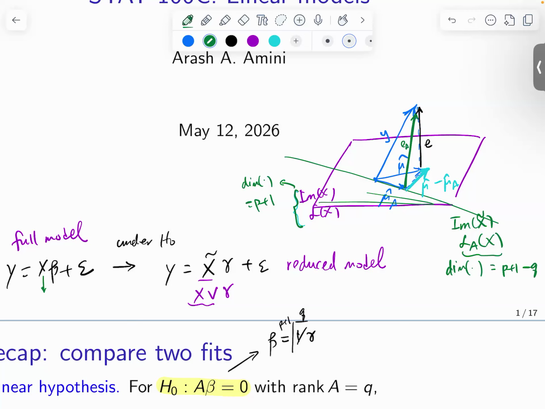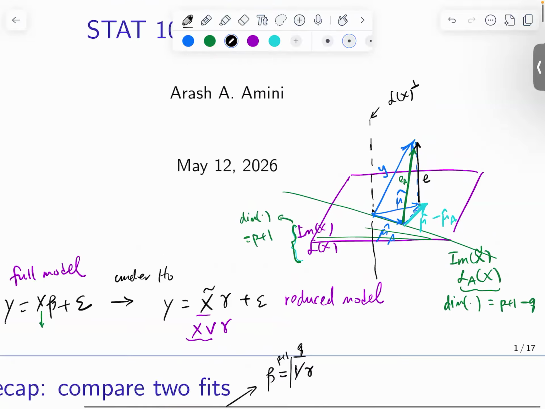And then, let me just remind you. So E lives, if you remember, in this space, which is L X perp, or image of X perp. So that's where E lives. So what was the dimension of that space? Just a little exercise to see if you remember. You can specify all the dimensions here.